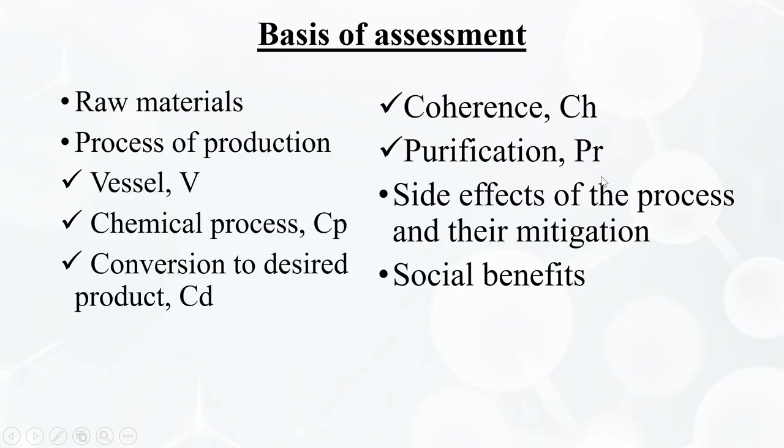Basis of assessment. So number one, we look at the raw material. Number two, process of production. Now, during the process of production, there are things that we look at. Number one is the vessel. Vessel, those are the material that we are using, which are acting like apparatus. Then we have chemical process. Any chemical process involved, we need to have a score there.